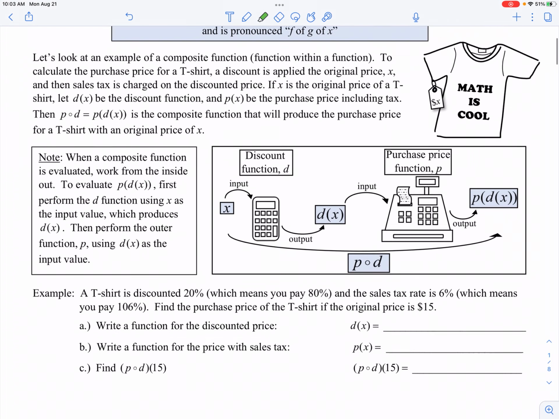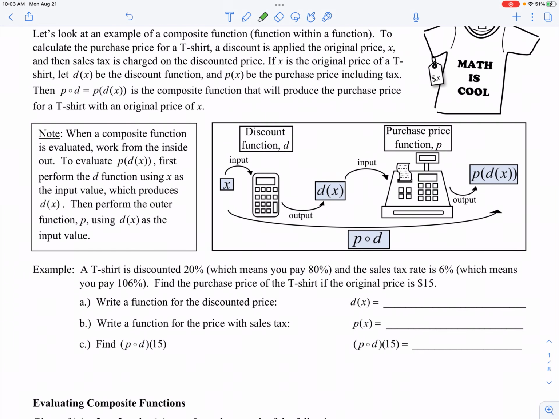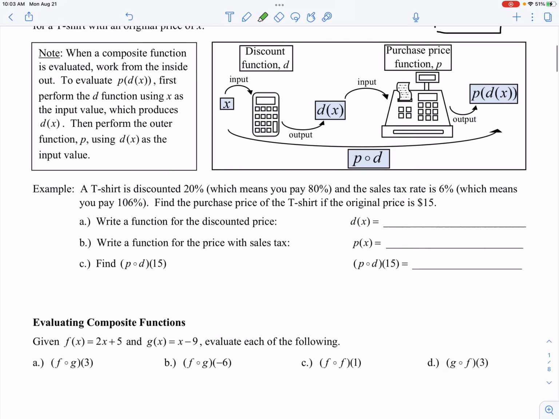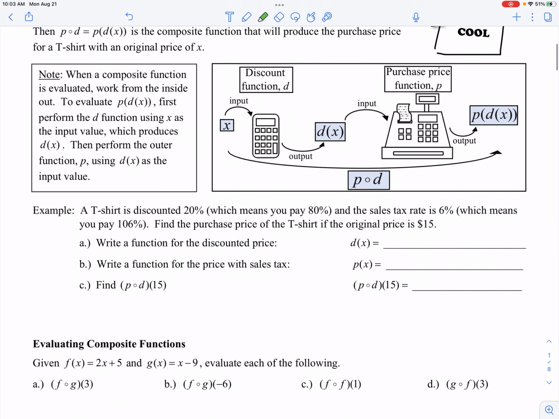So here we're going to be using a composition function in something that we've used before in everyday life, which is when we're going shopping and you're going to buy something and it's at a discount. Well, how do you know how much you're actually paying? This is where a composition function comes in. We first need to figure out what the discounted price is, and then we use a function for that discount, and then we use a function for the purchase price, which includes our sales tax.